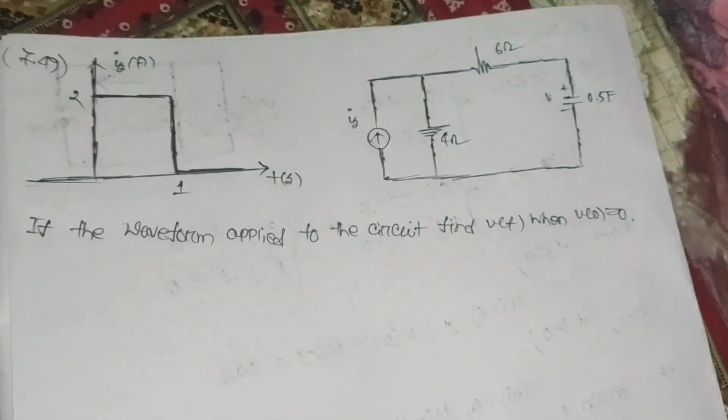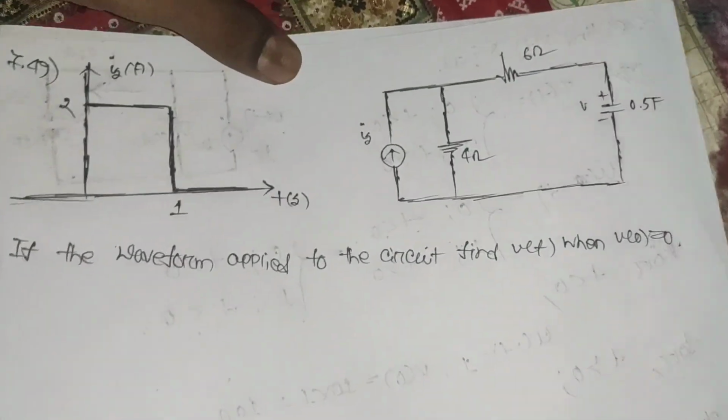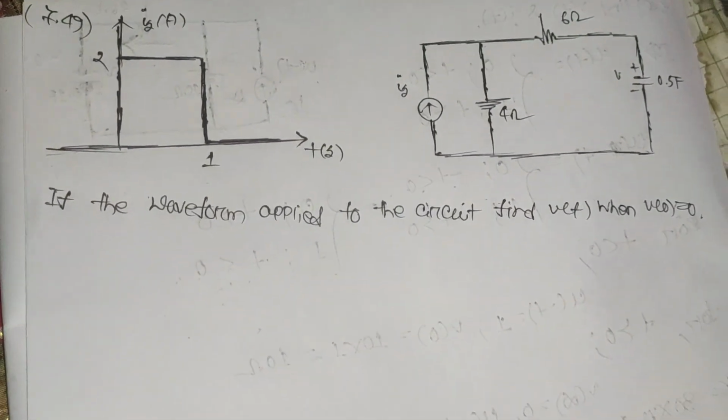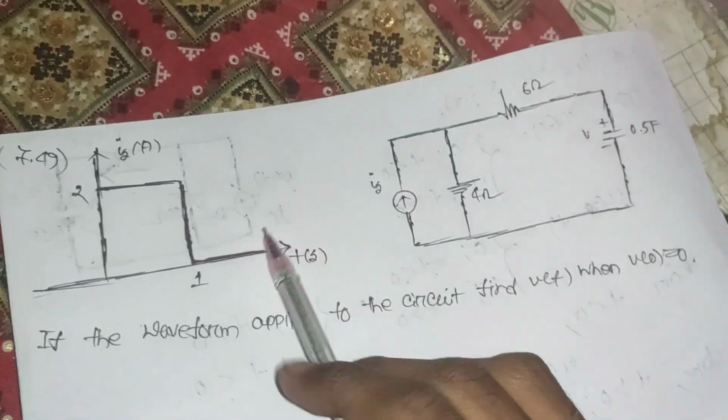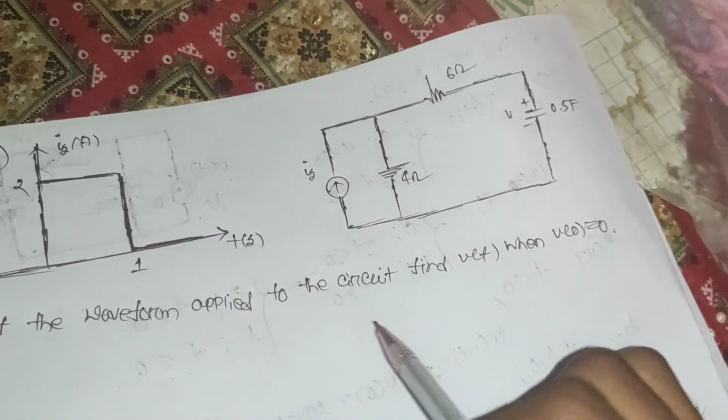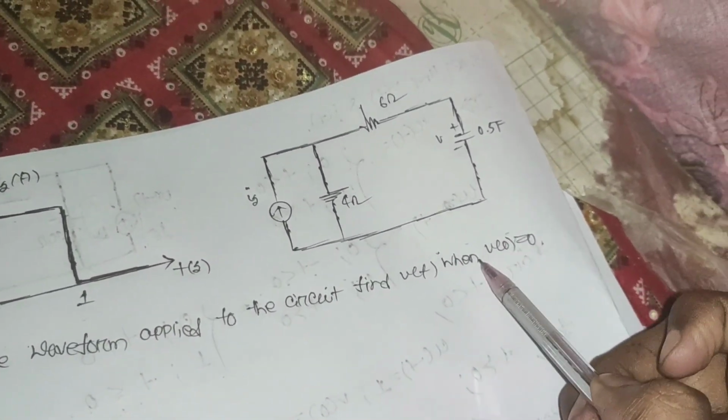The problem says there are two diagrams given. One is in functional mode and one is in circuit. If the waveform is applied to the circuit, it means this waveform is applied to the circuit, then find Vt when V0 0 equals 0.